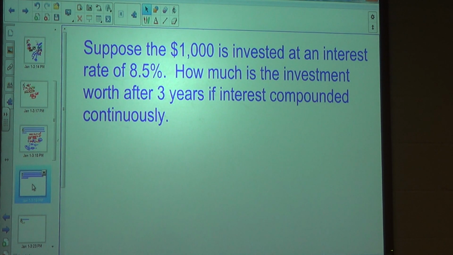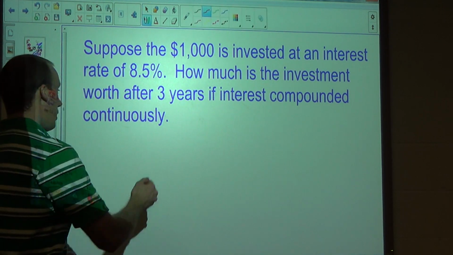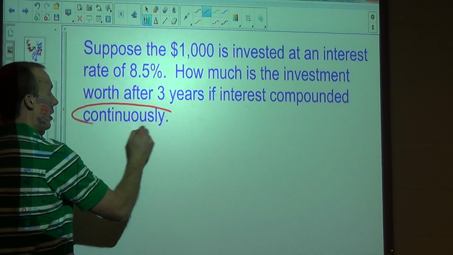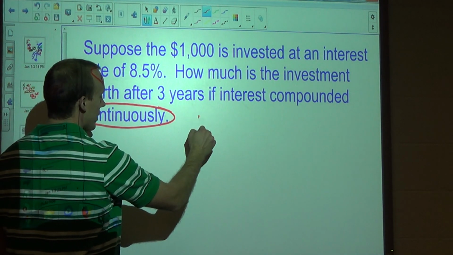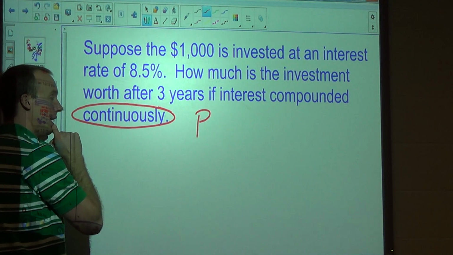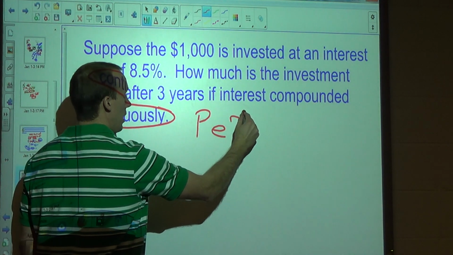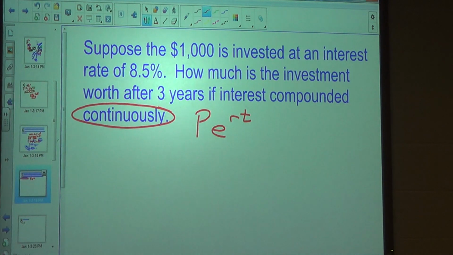Suppose that $1,000 is invested at an interest rate of 8.5%. How much is the investment worth after 3 years if compounded continuously? Okay. When you guys see the word continuously, it is this formula: P e raised to the rt. That's the other formula that you will have to have memorized for the test. It's just those two though, right? Yep, those two are the only ones I need to have for the test.